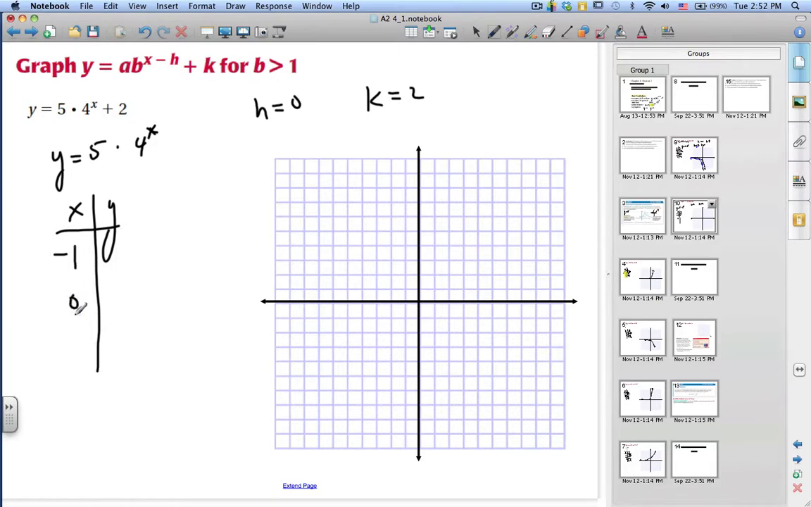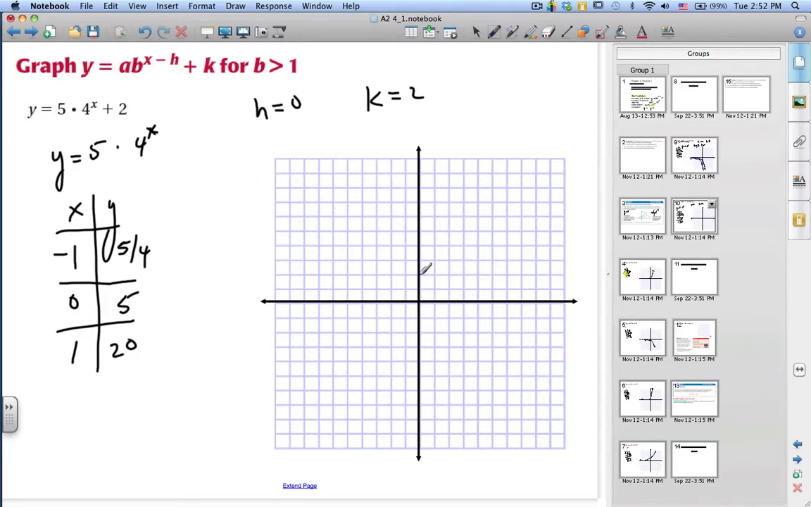I'm still using -1, 0, and 1. That makes it pretty consistent. 4 to the -1 power is 1/4 times 5 is 5/4. 4 to the 0 power is 1 times 5 is 5. And 4 to the first power is 4 times 5 is 20.